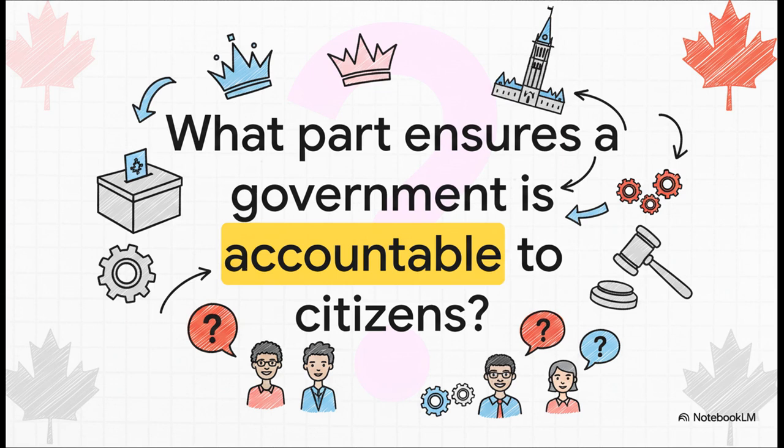And that leaves us with one last big question to think about. We've seen all the pieces: the crown, parliament, the cabinet, the courts. But which of these parts do you think is the most important for making sure the government is ultimately accountable to you, the citizen? It's a great question to reflect on, because the answer really gets to the very heart of what Canadian democracy is all about.